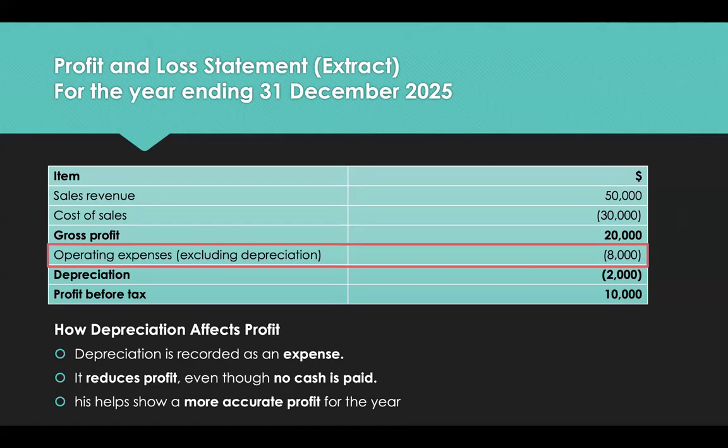Because depreciation is an operating expense, it directly reduces profit for the year. However, it does not affect cash flow. The difference between profit and cash flow is very important in business management. A business may report lower profit due to depreciation, but still have strong cash flow. Normally, IB examiners often reward students who clearly explain these distinctions.